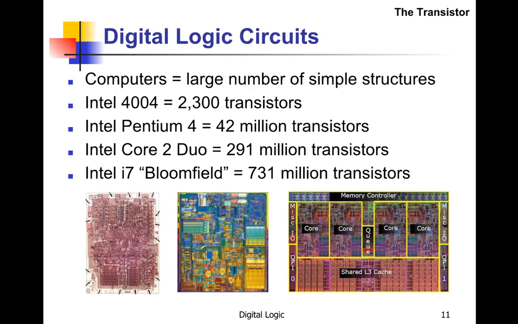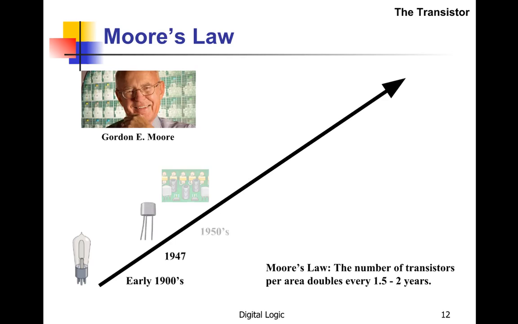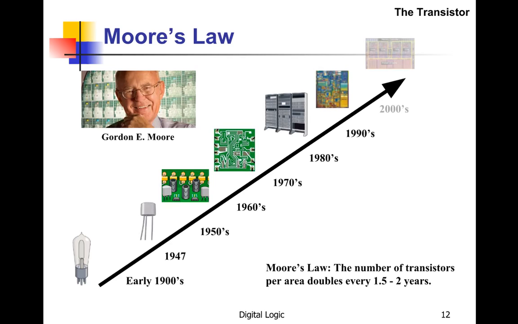The kind of transistors that are used nowadays are MOSFETs. Back in my day, there was the Intel 4004 with an amazing 2,300 transistors, and now the i7 has 730 million transistors. It's incredible. If you look at how the density has changed as a function of time, you come up with something called Moore's Law, and it just doubles every 1.5 to 2 years.